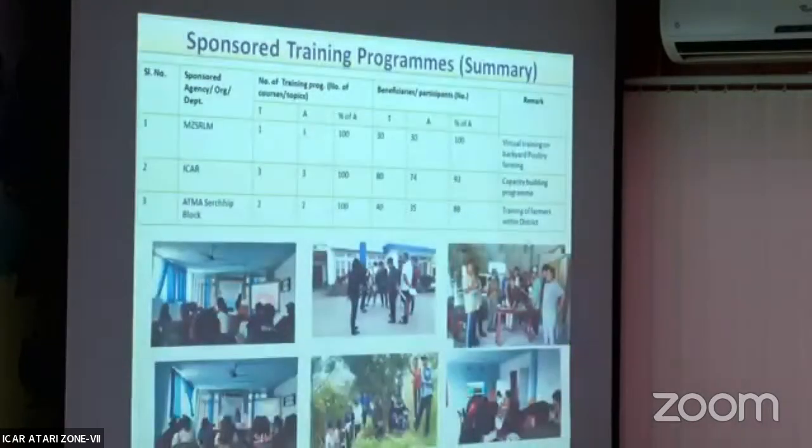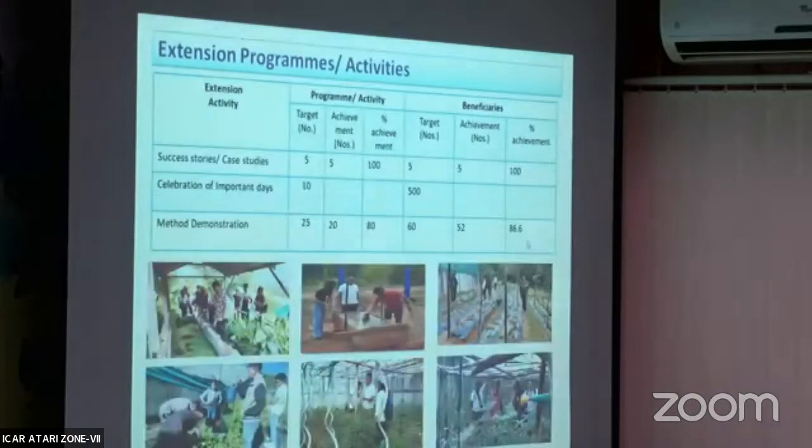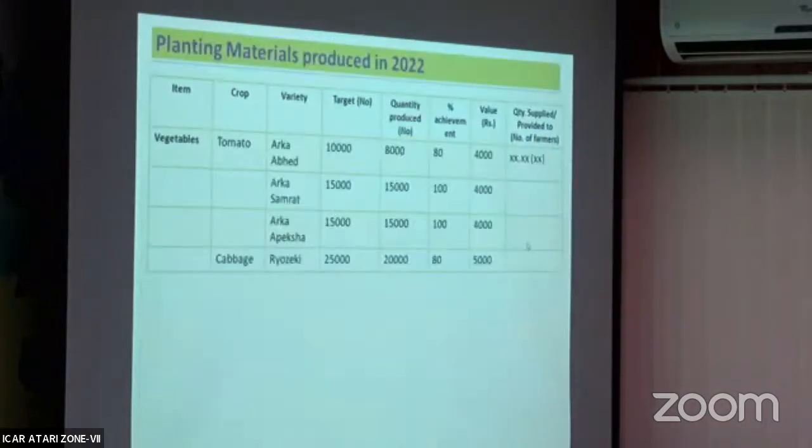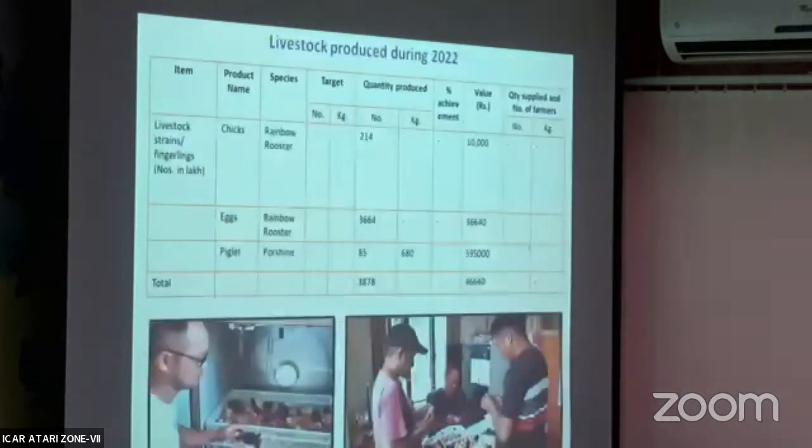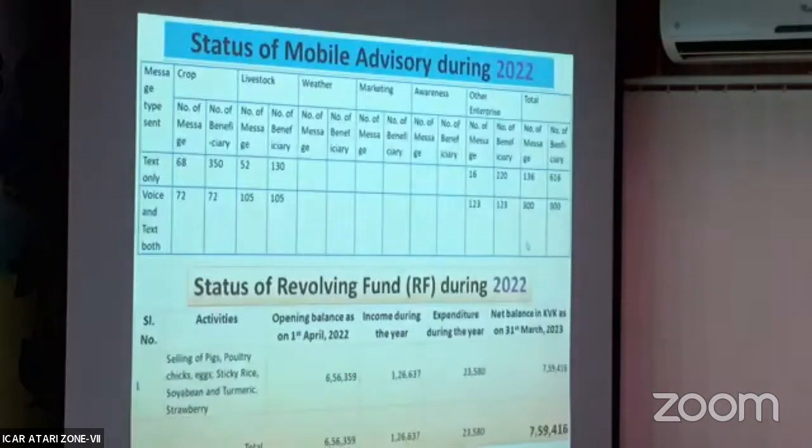Farmers training, rural youth, extension. One thing I want to stress is that now our KVK, when I first joined there, had a revolving fund of around 2.2 lakhs. Within 4-5 years, now it has increased to 7.59 lakhs.